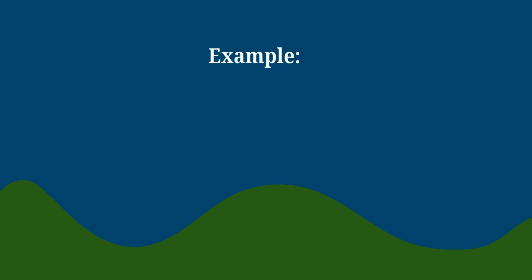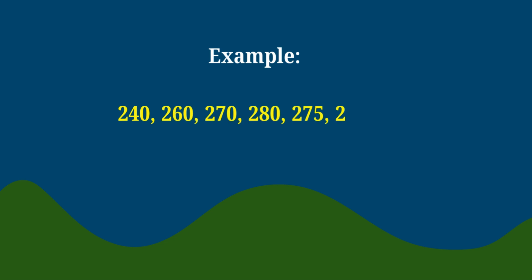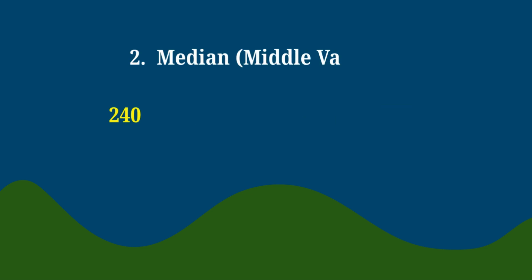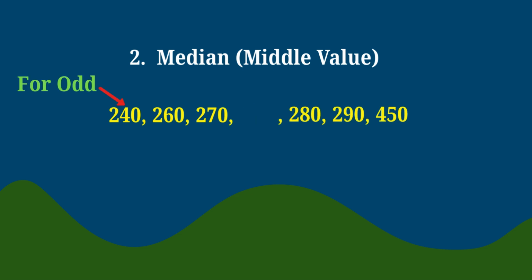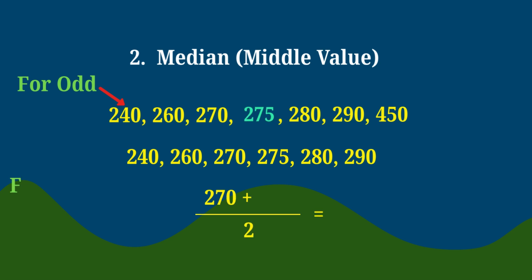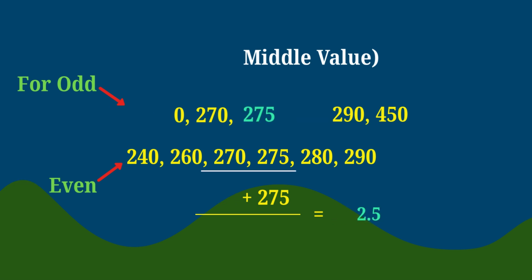Example: let's consider a data set of 240, 260, 270, 280, 275, 290, 450. The unusually high value of 450 pulls the average upward, demonstrating how outliers can distort the mean. Second, median. Median is the middle value after sorting data. For an odd number of observations, it is the central item. For an even number, it is the average of the two middle values. Because it is unaffected by extreme values, median provides a more reliable typical value when data is skewed.